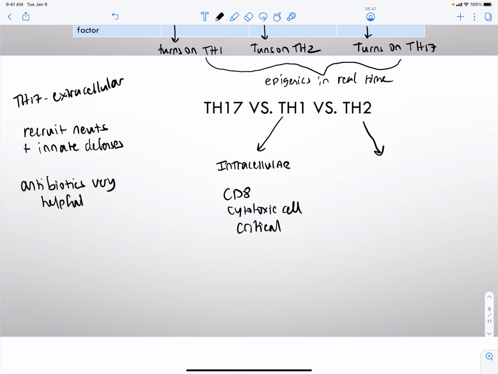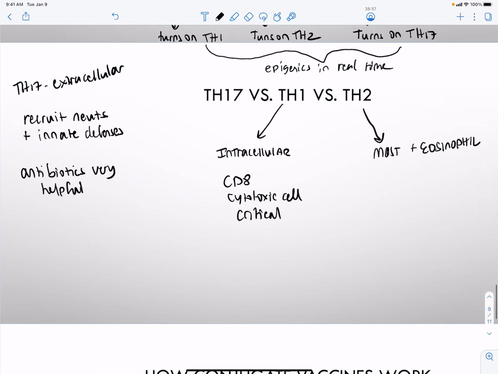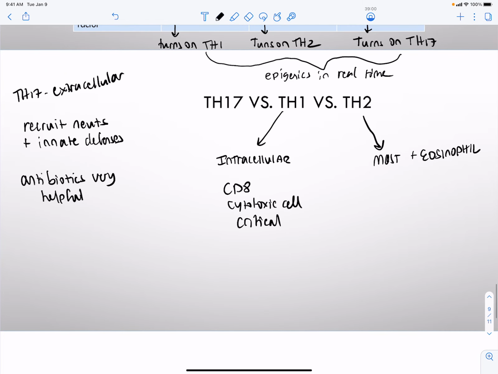Th2, you're going to have your mast cell plus eosinophil. And again, these are going to be usually too large for your T cells to even handle. And so you need mast cells and eosinophils. Eosinophils have major basic protein.